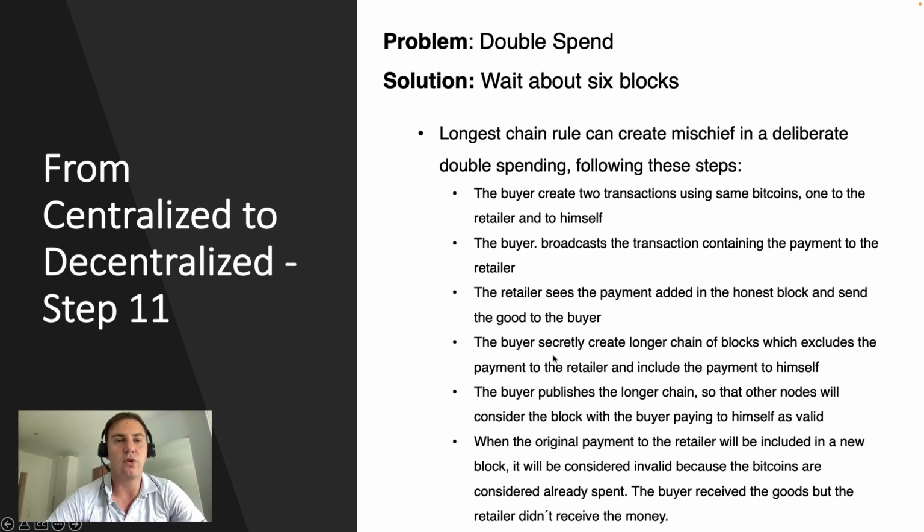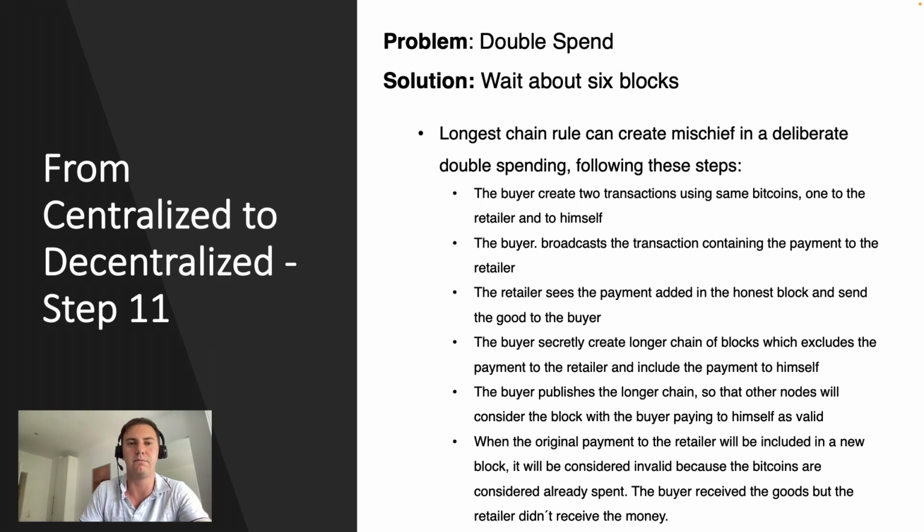Okay, and then the last step is called the double spend, and the solution will be to wait about 6 blocks. The longest chain rule can create mischief in a deliberate double spending. Follow me please in these steps.